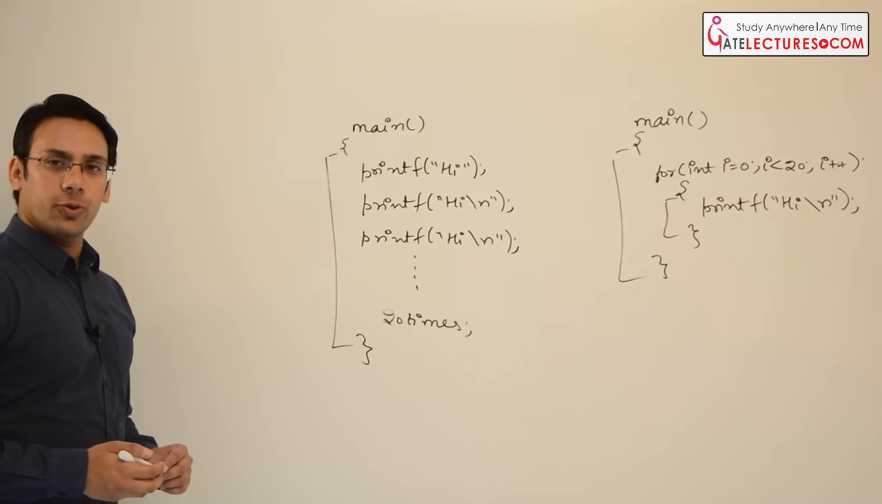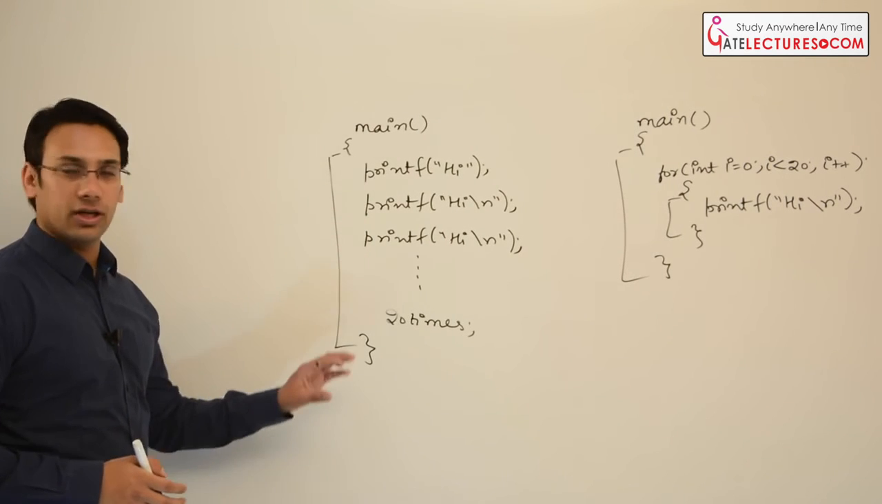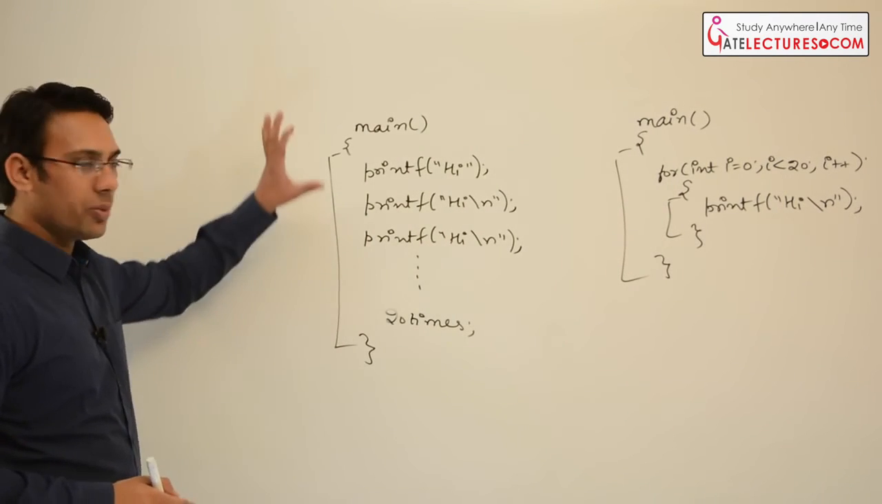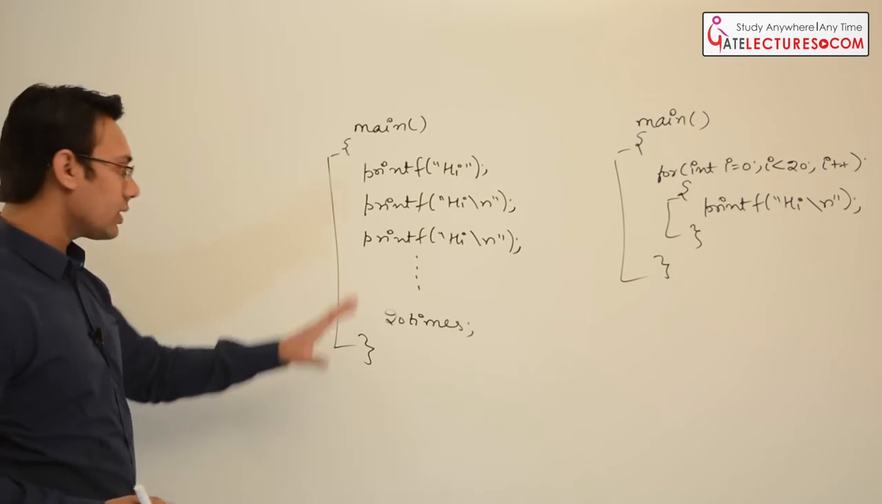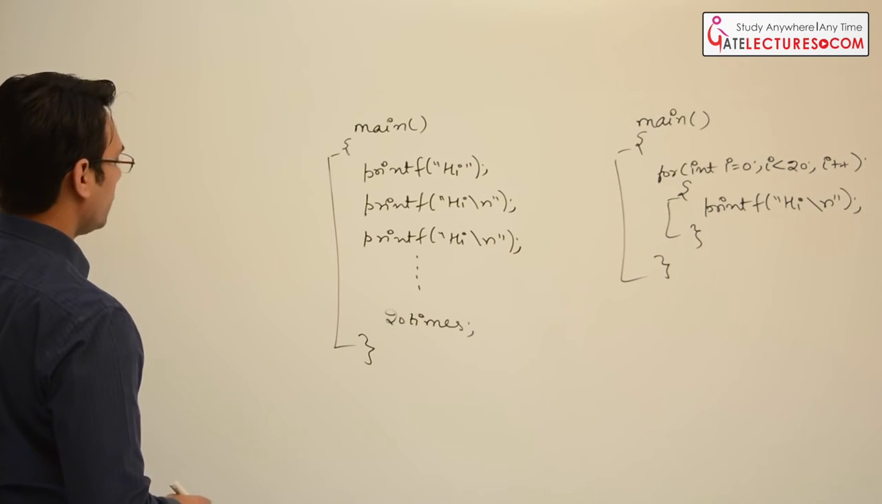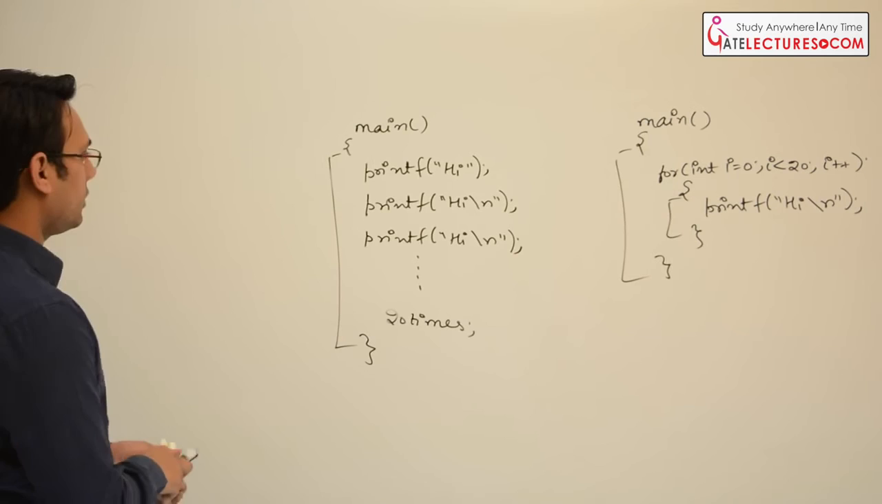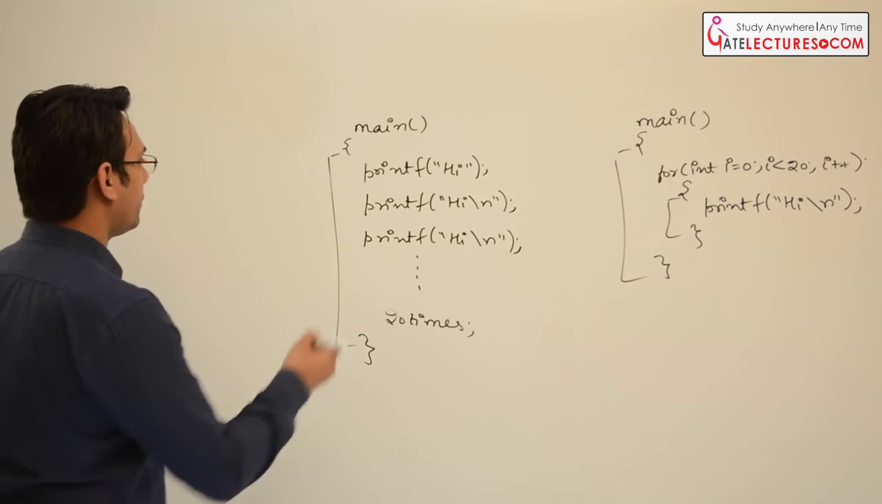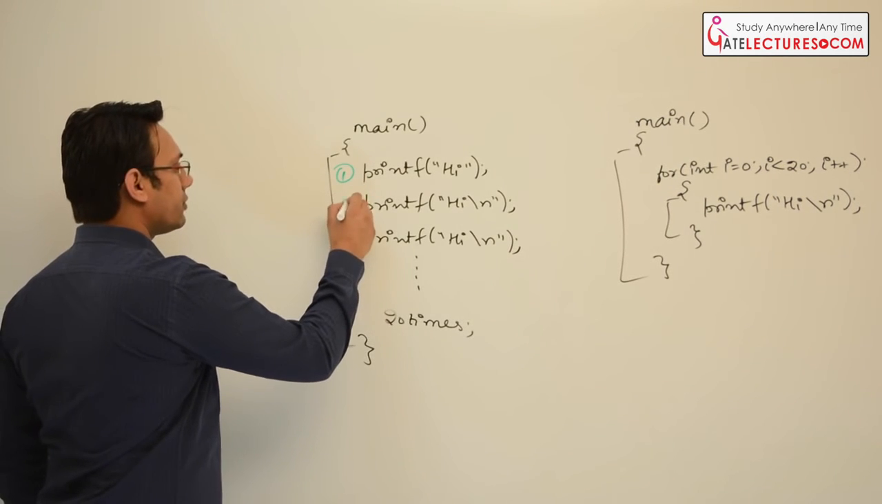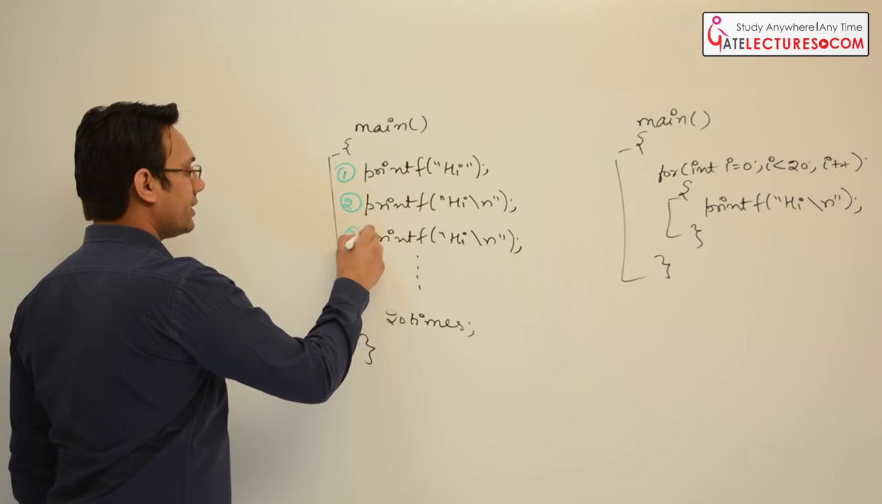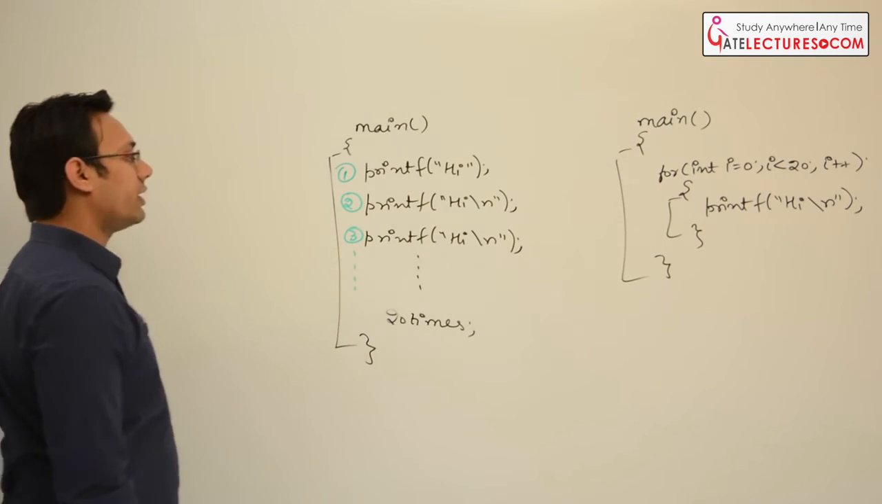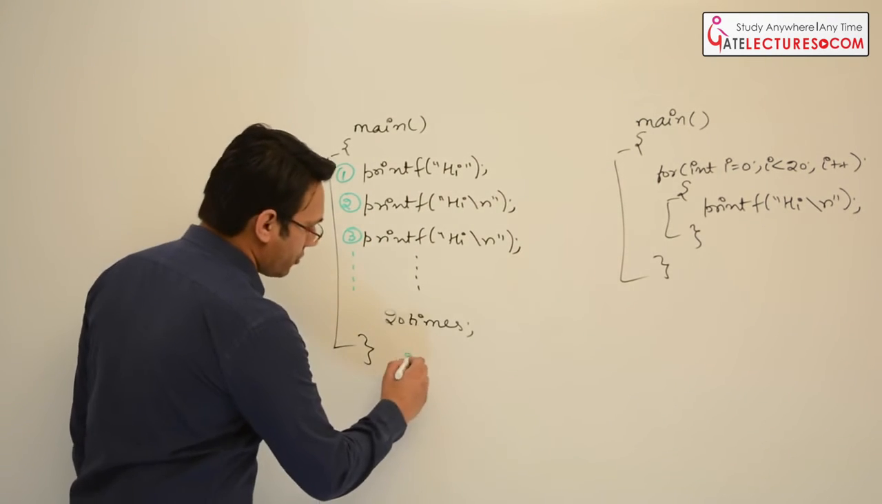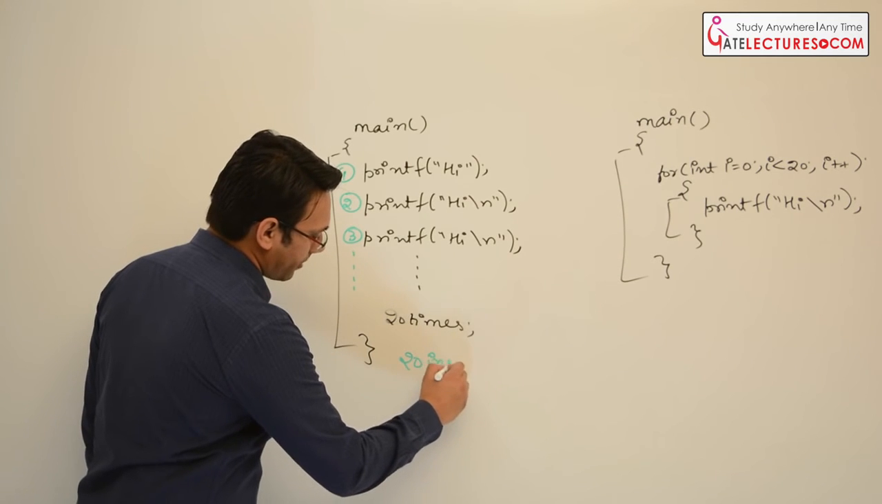Now in these 2 programs, if you are saying in this program how many instructions are there, let me count the instructions. This is instruction 1, this is instruction 2, this is instruction 3, up to so on. We have 20 instructions. That means we have 20 instructions.